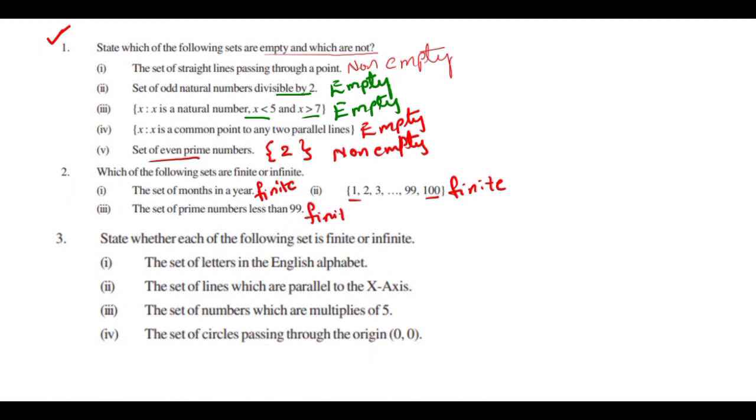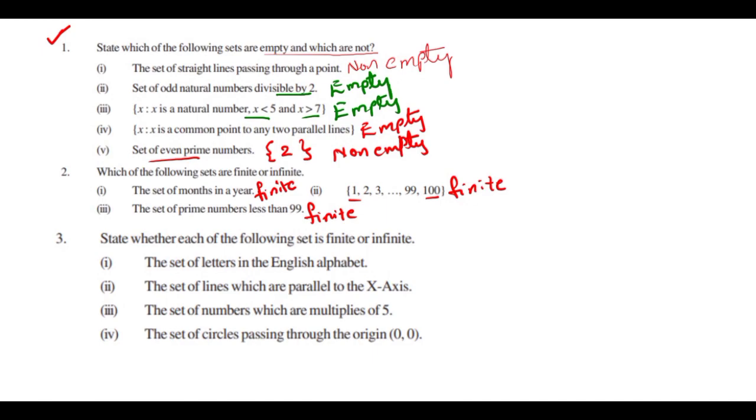Because we can count like 2, 3, 5, 7, 11, 13, 17, 19, 23, 29. Like this, less than 99 we can count. How many prime numbers will we get less than 99? Total 25 prime numbers. You can write them out and check it. 25 is a number which we can find, so it is a finite set.